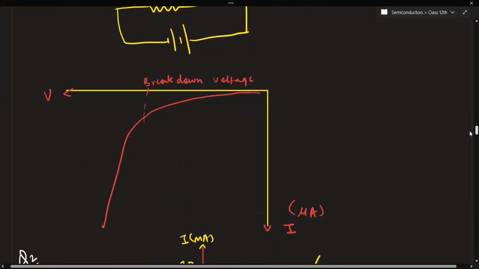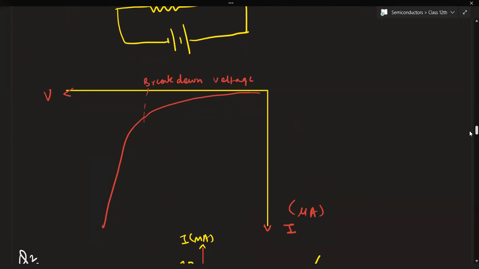Zener diodes used to be a part of your syllabus earlier. Now it has been deleted. In Zener diodes, you had this entire topic, Zener diode, where breakdown voltage will occur. So here, voltage, current characteristic.